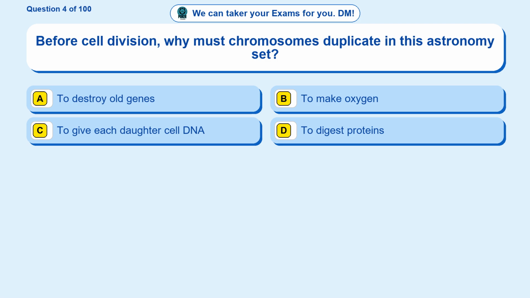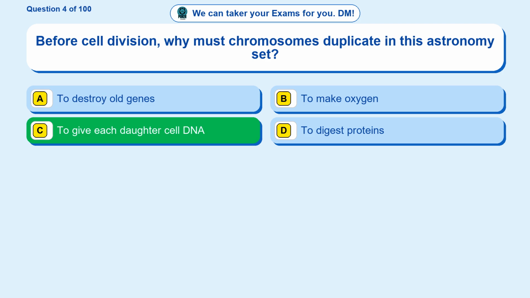Question 4. Before cell division, why must chromosomes duplicate in this astronomy set? Option A. To destroy old genes. Option B. To make oxygen. Option C. To give each daughter cell DNA. Option D. To digest proteins. The correct answer is option C. To give each daughter cell DNA.